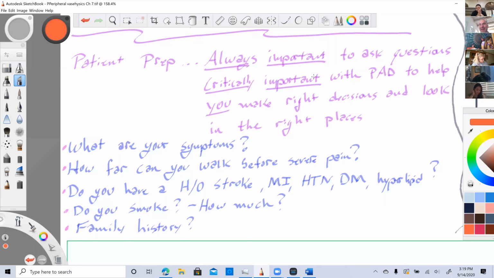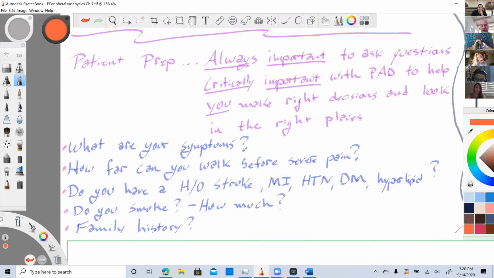If they could walk a mile before they have to stop, yeah, it might be arterial, but probably not. It might be other things going on. If they walk to the end of the driveway and they have to stop by the mailbox, wait for the pain to go away, and then walk back to their house, that might be peripheral arterial disease.